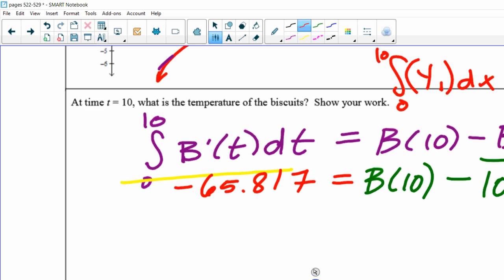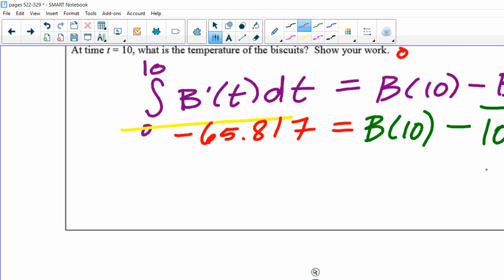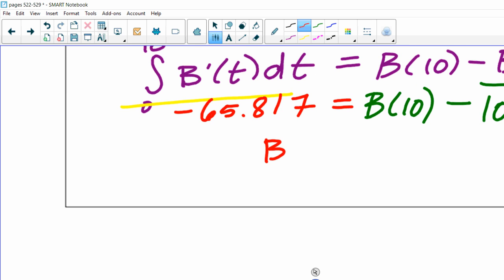That's what Sparks tells me. Is that right? So it's B of 10. Yeah. Point 34.183 what? What did we just find? The temperature of the pan of biscuits after it's been out of the oven for 10 minutes. There you go.